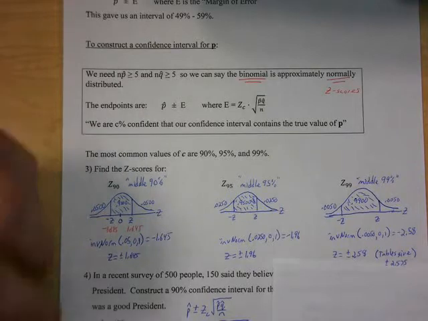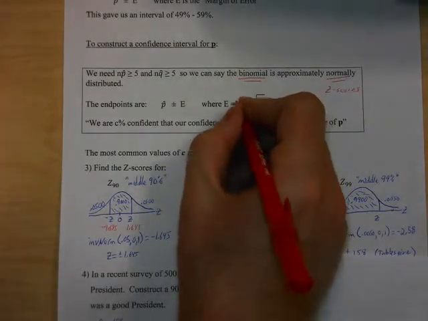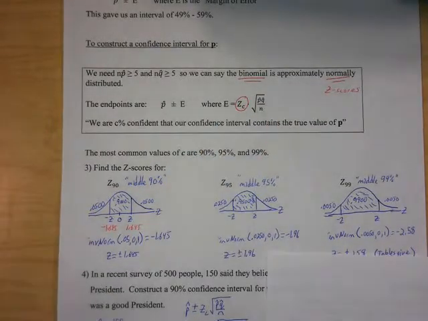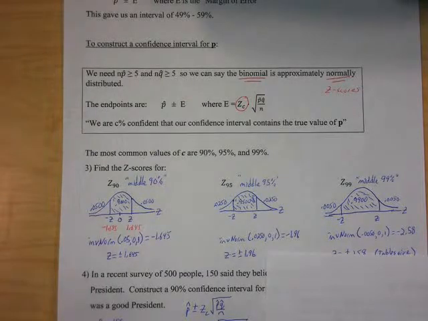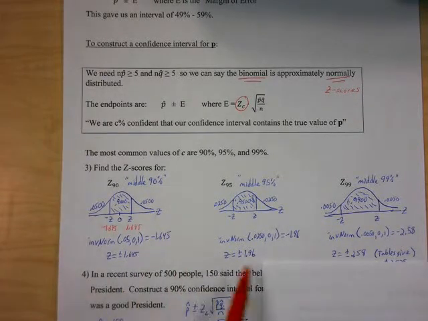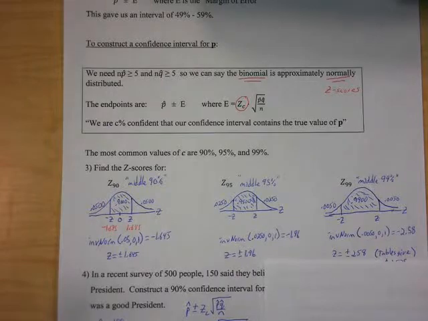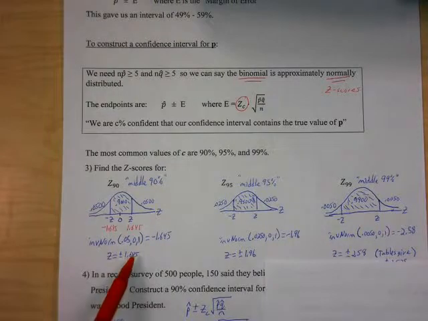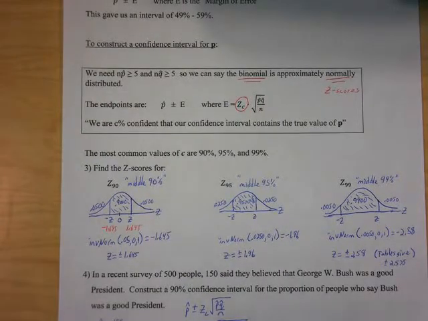Okay, so that's how you find the z sub c value for one of these questions. And the good news is those numbers are never going to change. If I tell you to construct a 90% confidence interval, or an interval with a 90% level of confidence, you're always going to use 1.645 for that z sub c value. So you're going to use those numbers all the time.